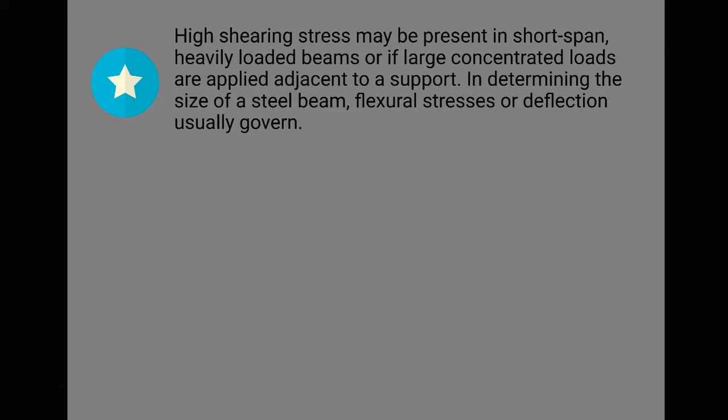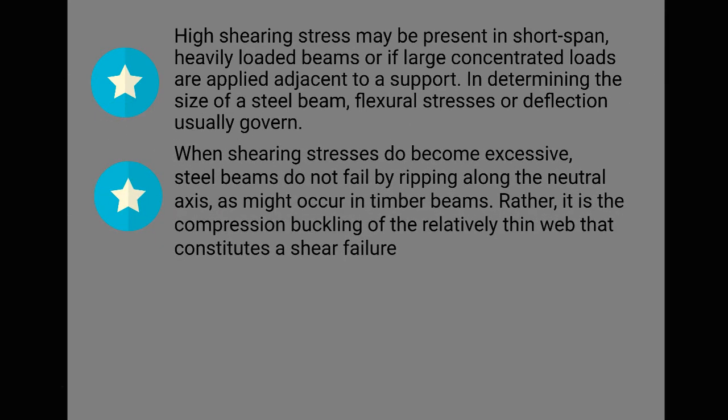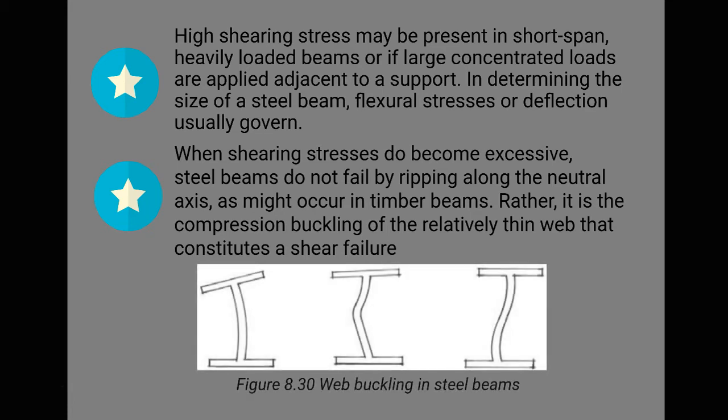High shearing stress may be present in short span, heavily loaded beams, or if large concentrated loads are applied adjacent to a support. In determining the size of the steel beam, flexural stresses or deflection will usually govern. When shearing stresses do become excessive, steel beams do not fail by ripping along the neutral axis as might occur in timber beams. Rather, it is the compression buckling of the relatively thin web that constitutes a shear failure.